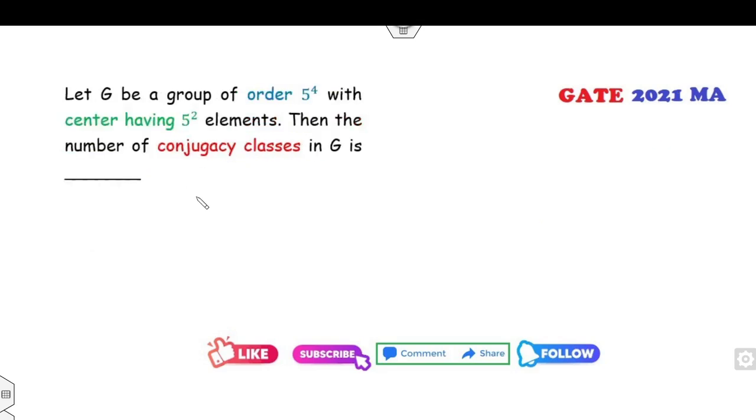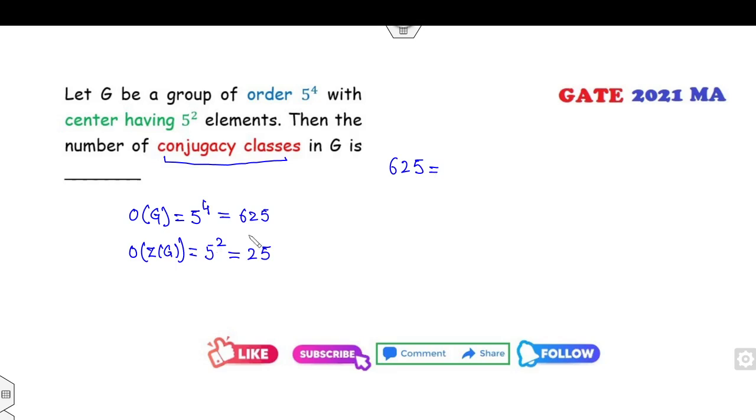Let G be a group of order 5 raised to power 4 with center of order 5 raised to power 2. Then the number of conjugate classes. I think that's very simple again. What is the meaning of the center? That means 25. This is my 625. So if you want to write the class equation, the center is the number of ones. How many times it is written as 1? 25 times. Now since G is a group of order P to a power, P is my prime, the remaining classes are only 5, 5, 5 times. How many times? We never know. So let's say it is alpha times.